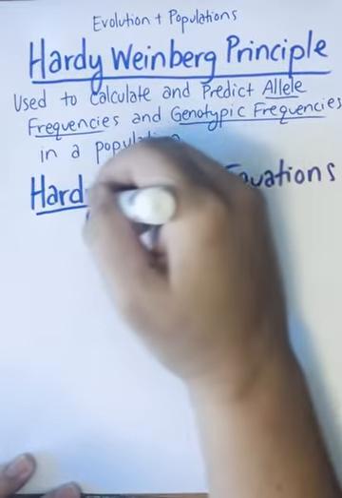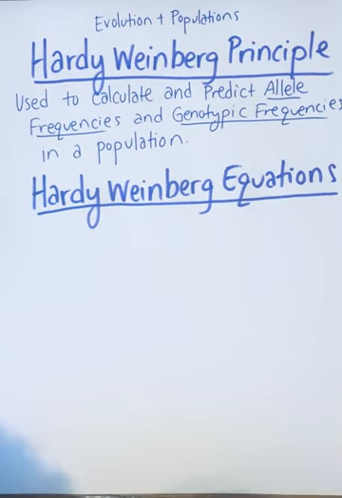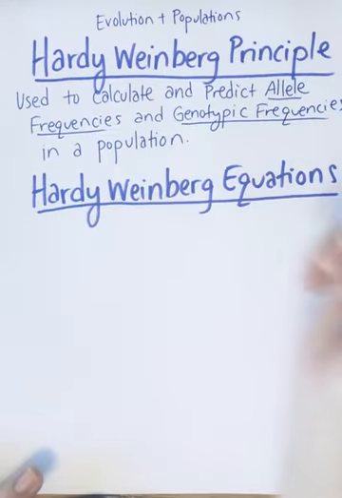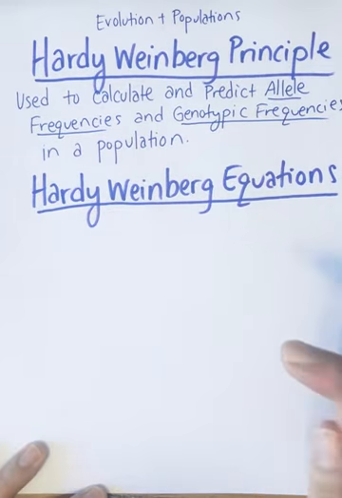Hardy-Weinberg is the name of the two scientists, Hardy and Weinberg, that came up with the Hardy-Weinberg principle to see if evolution was occurring in a population. So these are going to predict allele frequencies and genotypic frequencies.